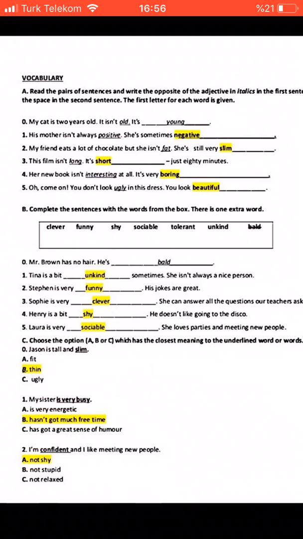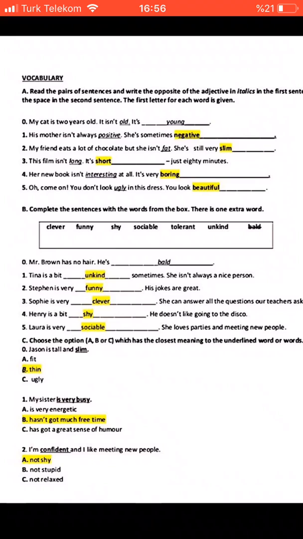Clever means smart. For example, he is very clever. He knows all the questions that his teacher asks. Yani öğretmenlerin tüm sorduğu soruları cevaplıyor. Çok akıllı biri. Eş anlamlısı da hatırladığınız gibi smart. Funny, we remember funny. Shy, for example, she is an introvert person.